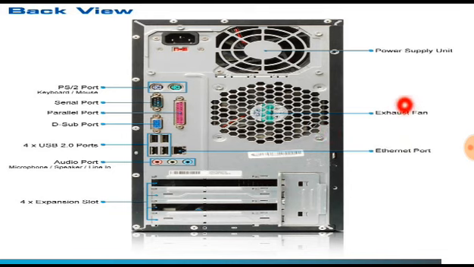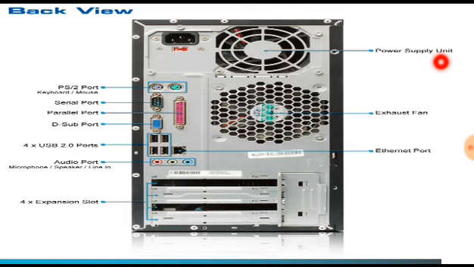We have the fan, the power supply, the PS2 port, the serial port, the power port, the DSUB port, that's the VGA port. Then we have the USB port, the audio port. So all these are the things that we can see at the back view of the system unit. So you should be familiar with them. If you are asked to mention any of them, you should be able to mention at least 5 of them.